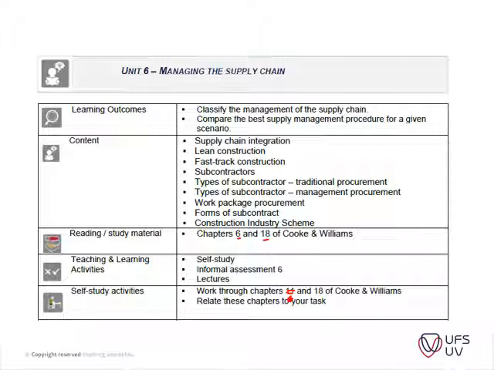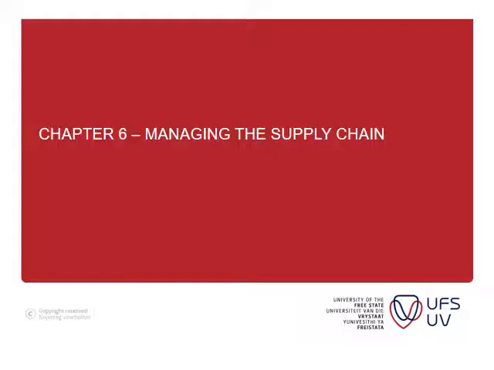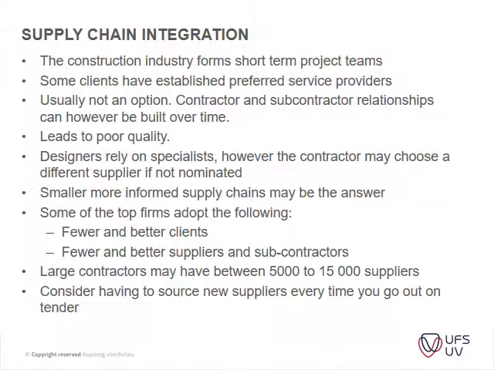So what we're going to look at in this unit: supply chain integration, lean construction, fast track construction, subcontractors, types of contractors and types of subcontractors, the management and procurement thereof, work package deals, forms of contract, and the construction industry schemes. Okay, I'm not going to spend a lot of time on all of these items, so it's crucial that you go through the handbook and read through chapter 6. The following slides are only a guideline and only briefly touch on it.